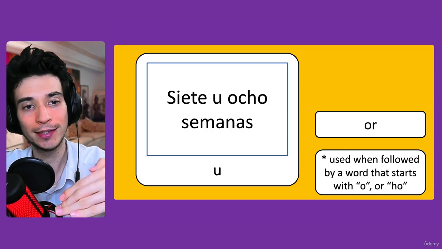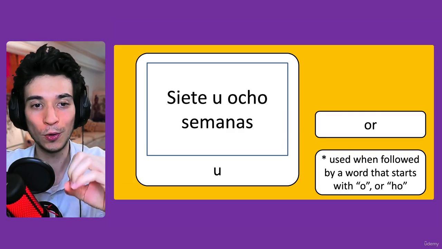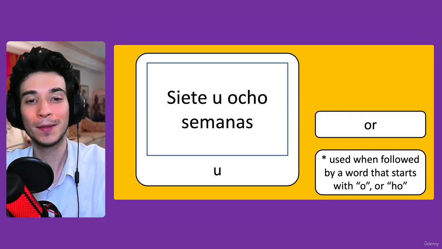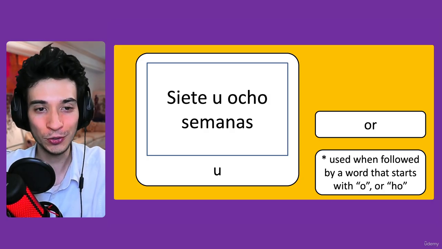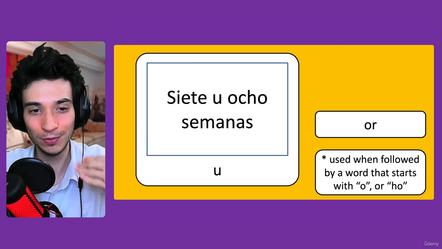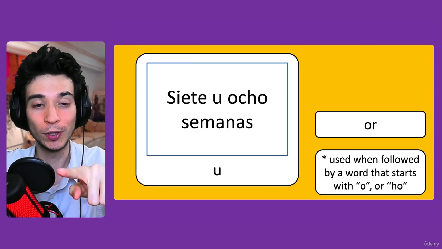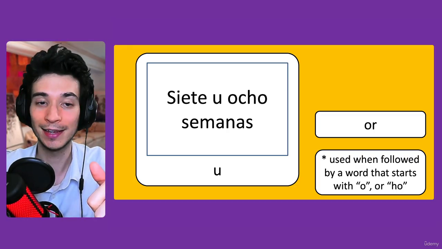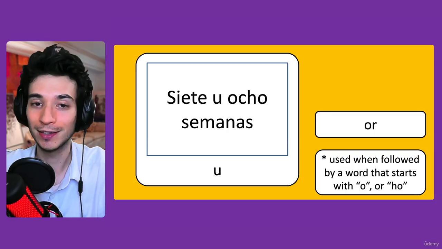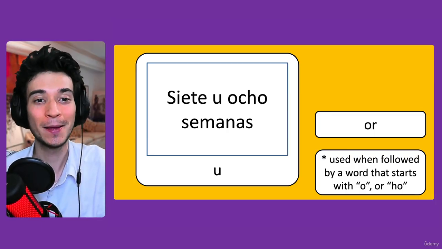And the reason behind this is because it's a little hard to pronounce the o followed by another o. For example, 7 o 8 semanas, 7 o 8 o 8. So it's a little hard to pronounce the double o, so that o changes to u. So it's easier to pronounce 7 u 8 semanas, 7 u 8, instead of 7 o 8. So yeah, that's how it works.